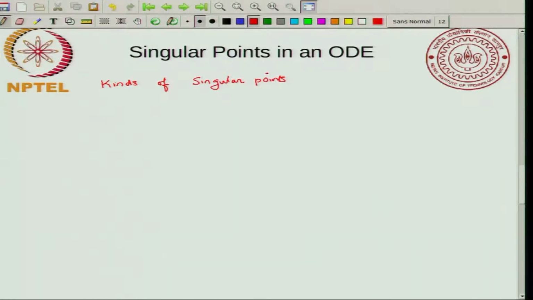The first kind of singular point is what is called a regular singular point.